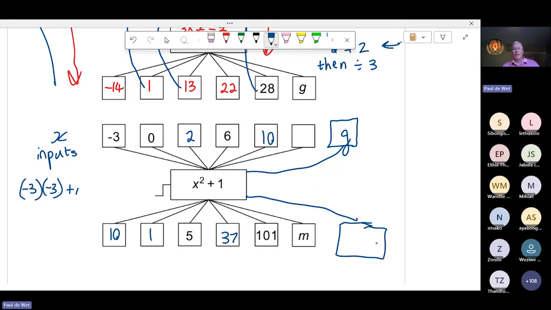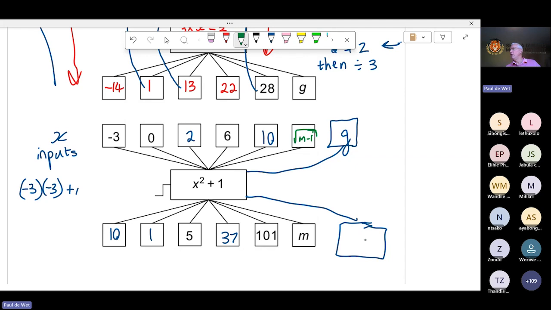Someone's answered this question here, and they've answered it correctly. They've said the square root of m minus 1. That's absolutely correct. Guys, have a look here. If you minus 1 and then square root, you're going to get the right answer. 37 minus 1, square root, 6. 5 minus 1, square root, you get 2.